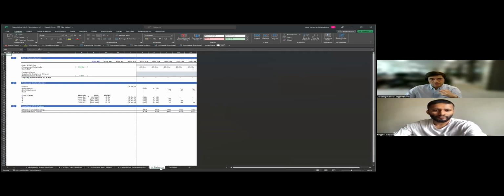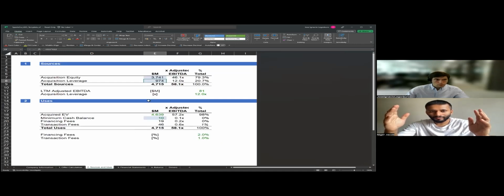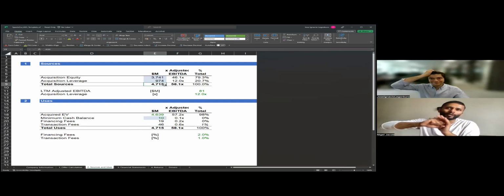Okay. So then let's just look at the returns, which is the last piece. Okay, so just quickly, Ash, before we return. What we've done now is we've said we need to buy this company for 4.7 billion, I think we said. Okay, we've said, what can we sell this at?